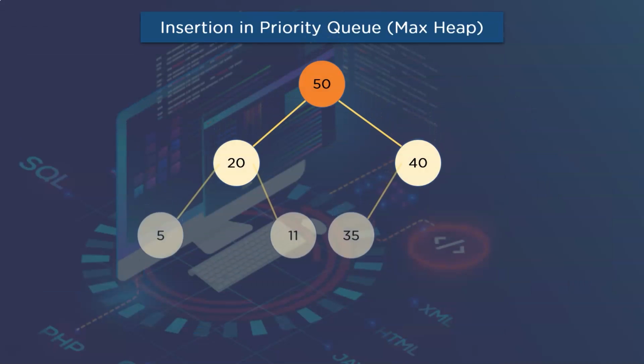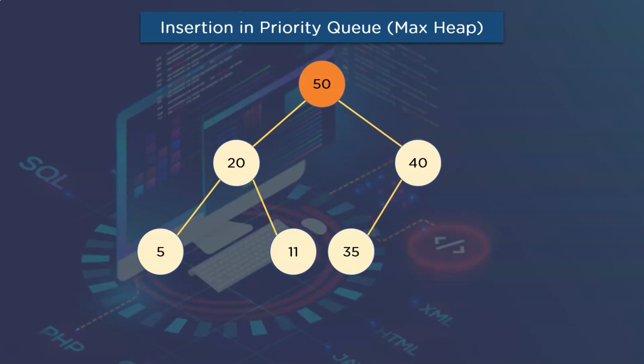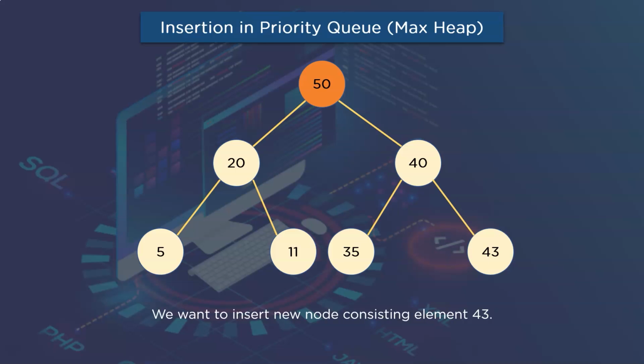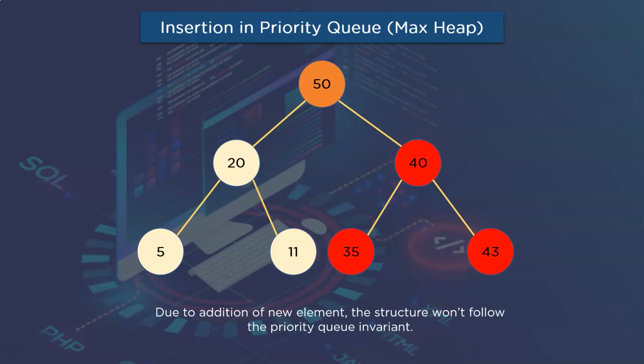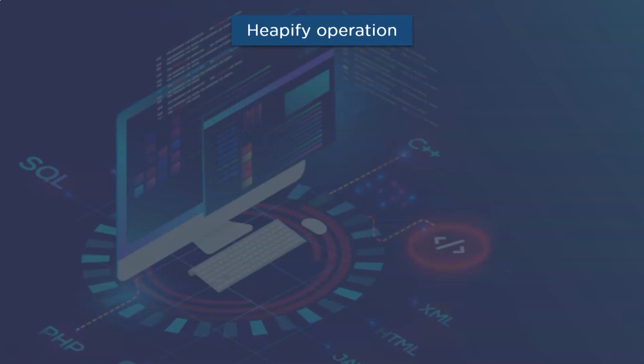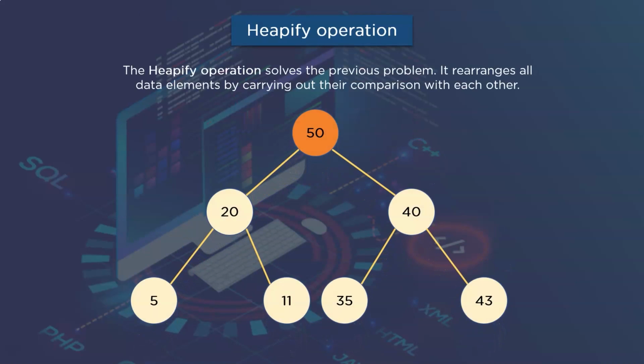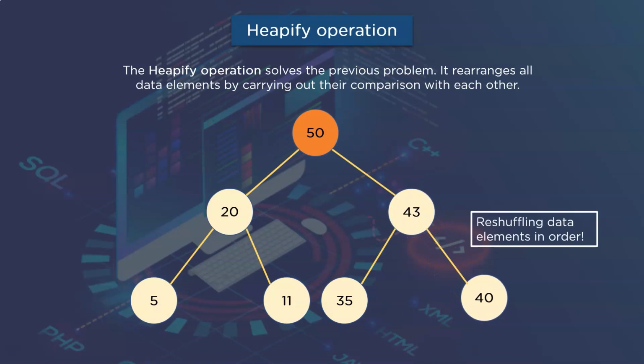First of all, we will understand how insertion in priority queue happens with the help of an example. In this example, we are inserting a new data element that is 43. But due to this insertion, the structure disobeys the priority queue invariant that the parent node of the max priority queue must be greater than its child node. Now, the heapify operation solves this problem by rearranging data elements by carrying out the comparison. In this particular case, 43 becomes the parent node where 40 becomes the child node.